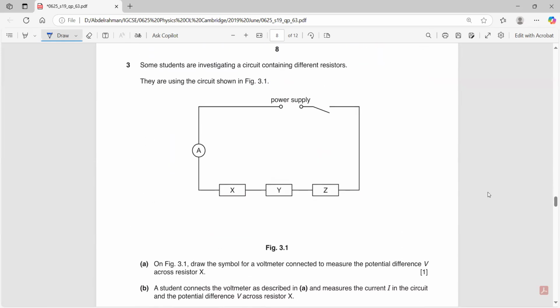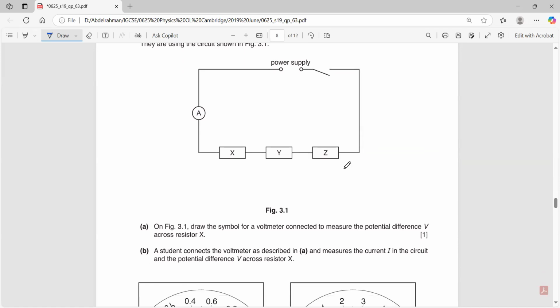Moving on to question 3. Can I say increase the temperature of the hot water? Yes, you can say that. Okay. Figure 3.1, draw the symbol for a voltmeter across resistor X. Across resistor X, voltmeter.